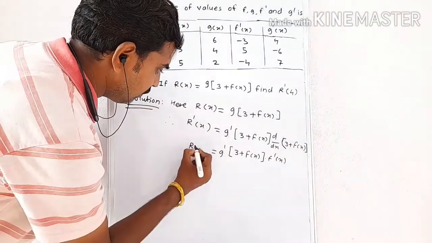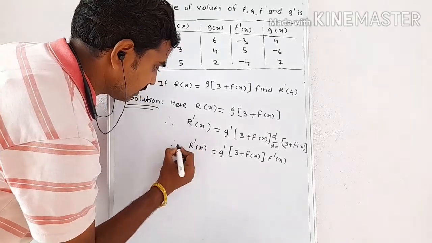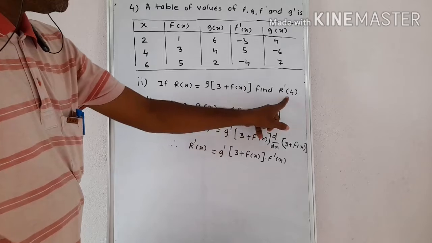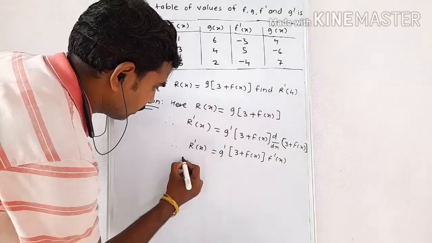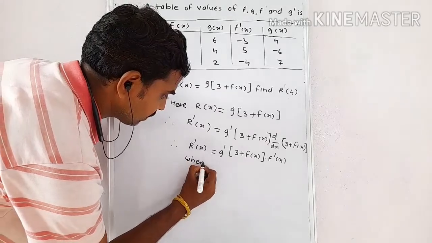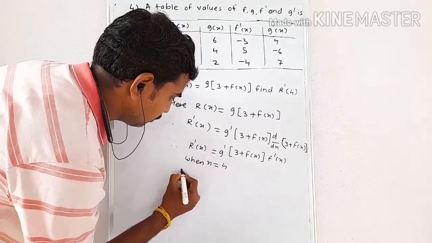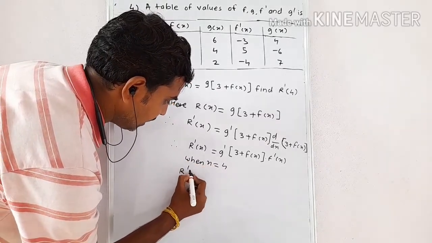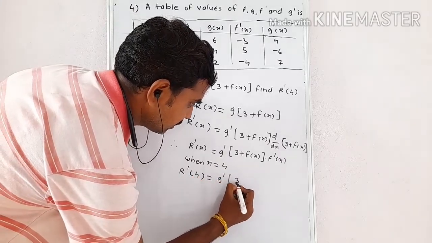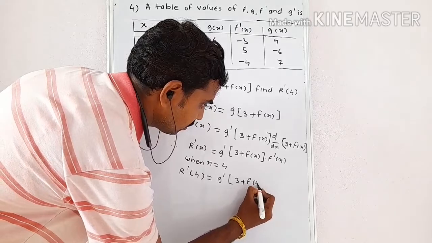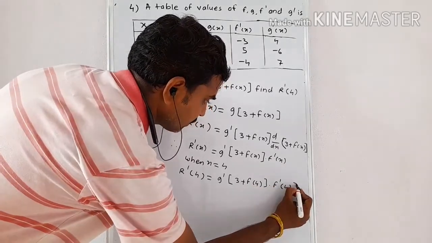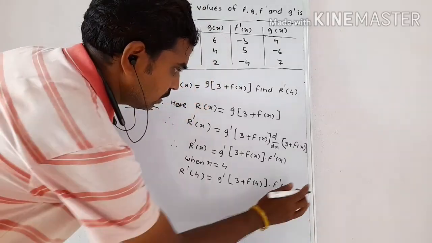Now this is the formula for r dash of x. Now we have to calculate the value of r dash of 4. Therefore when we substitute x equal to 4, we get the value of r dash of 4 as g dash of 3 plus f of 4, into f dash of 4.